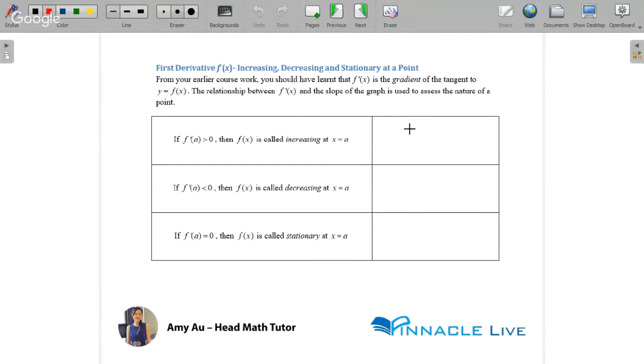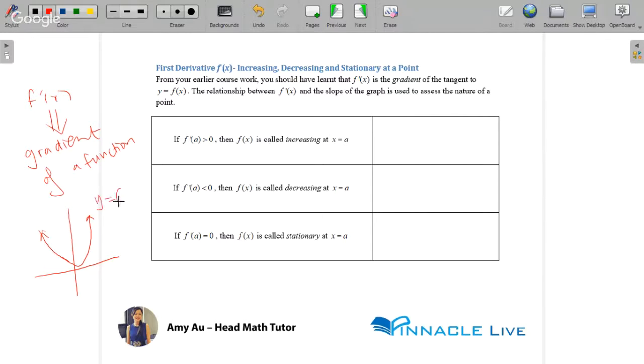So a couple of basic definitions first. If you remember, a derivative, f dash x, tells us the gradient of a function. Now, by gradient, I mean you're pretty much looking at the gradient of the tangent at any point. So for example, if I have that as my function, the derivative tells me the gradient at a specific point.